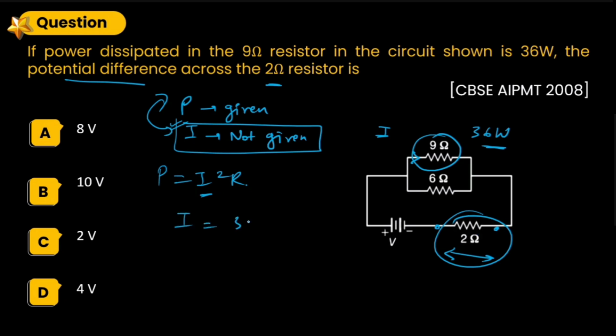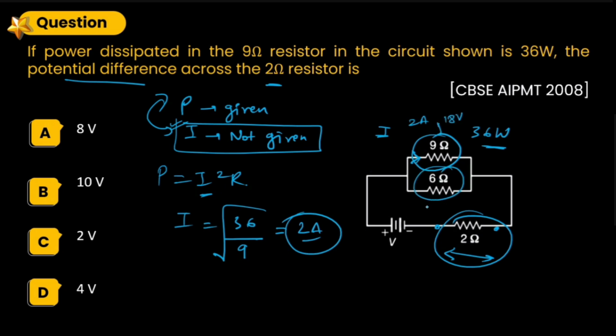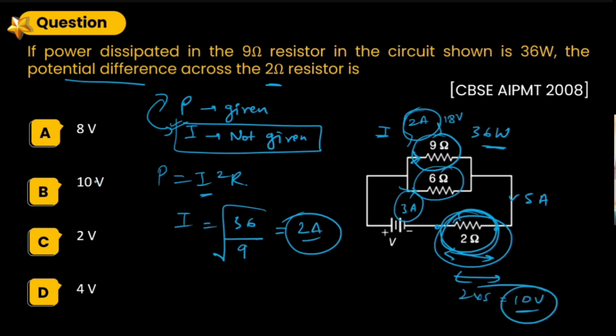So current is going to be the square root of 36 by 6. It is coming out to be 2 amperes. So if 2 amperes is passing through this, the potential becomes 18 volts. And if you apply the same potential across 6 ohm, the current passing through it is 3 amperes. So the total current which should be passing through this 2 ohm resistor would be 5 amperes. So the potential across this is going to be 2 times 5, that is 10 volts. This is the answer.